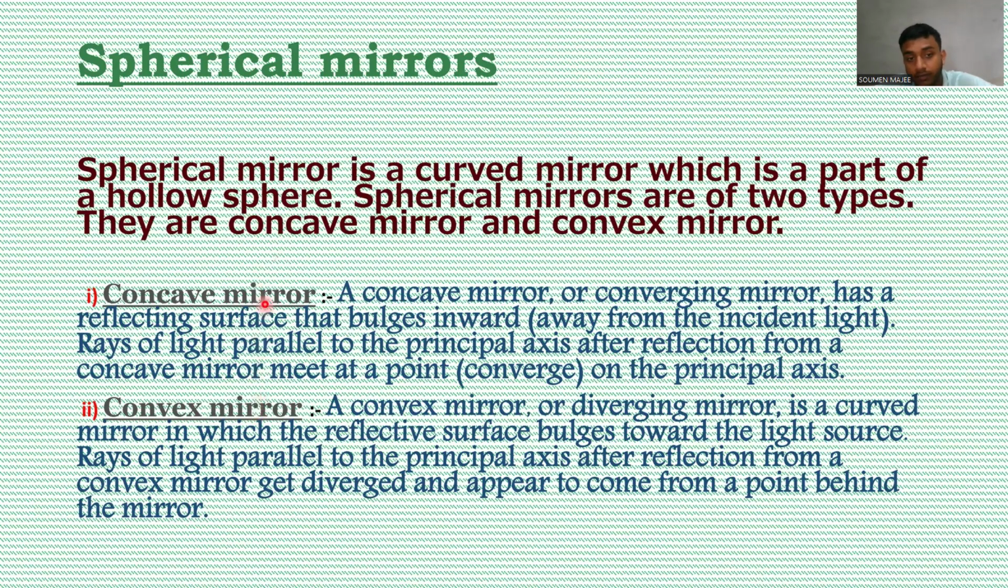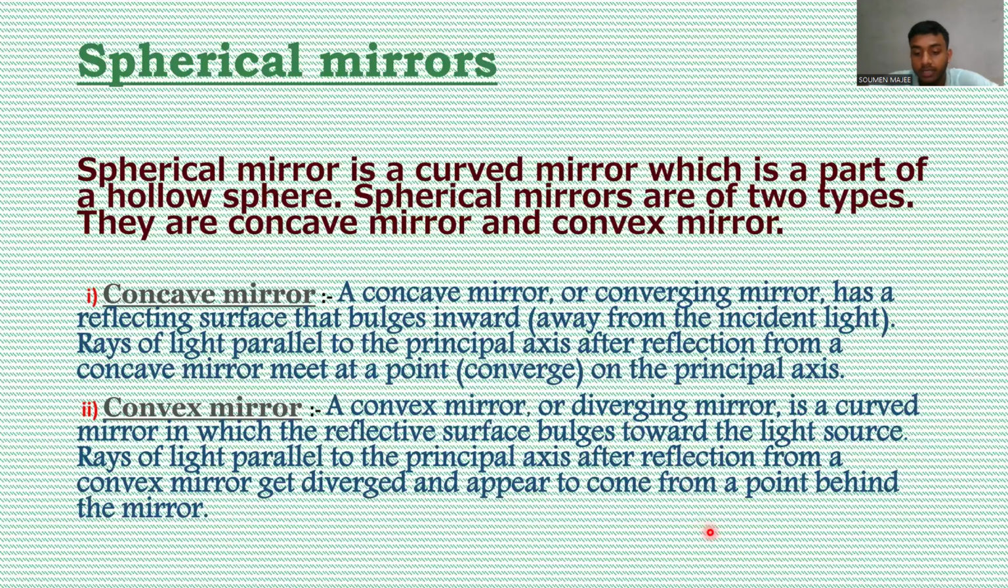So for concave, what happens? When the parallel rays come, they generally meet at a point. That is, they become converging. But for convex, what happens? The parallel rays here also come parallelly, but after reflection, they become diverging. That means the rays do not meet at a point, rather they appear to come from a point.